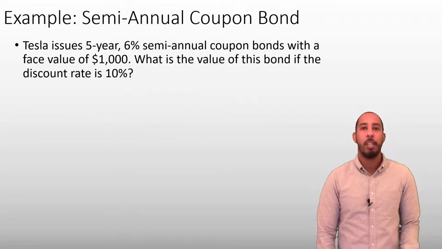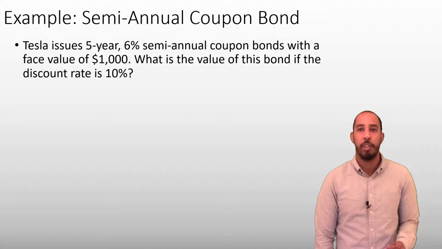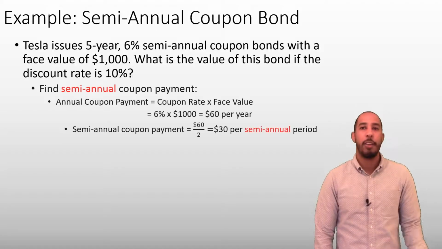Let's say Tesla issues 5-year, 6% semi-annual coupon bonds with a face value of $1,000. What is the value of this bond if the discount rate is 10%? First, a word about phrasing. In that sentence, the 5-year is the time until maturity, and 6% is the coupon rate. Now let's value this bond.